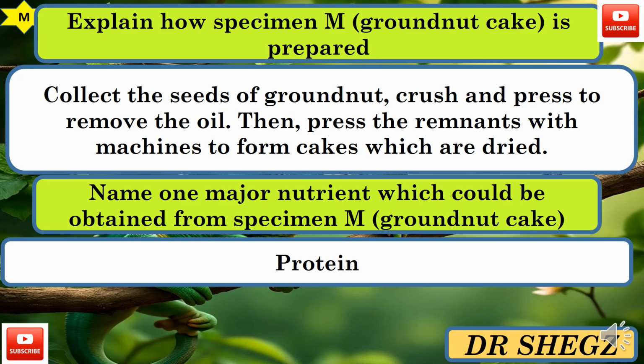Now explain how specimen M is prepared. Now, how is groundnut cake prepared? You collect the seeds of the groundnut, crush and press to remove the oil, then press the remnant with machines to form cakes which are dried. Name 1 major nutrient which could be obtained from specimen M. Protein. Simple.